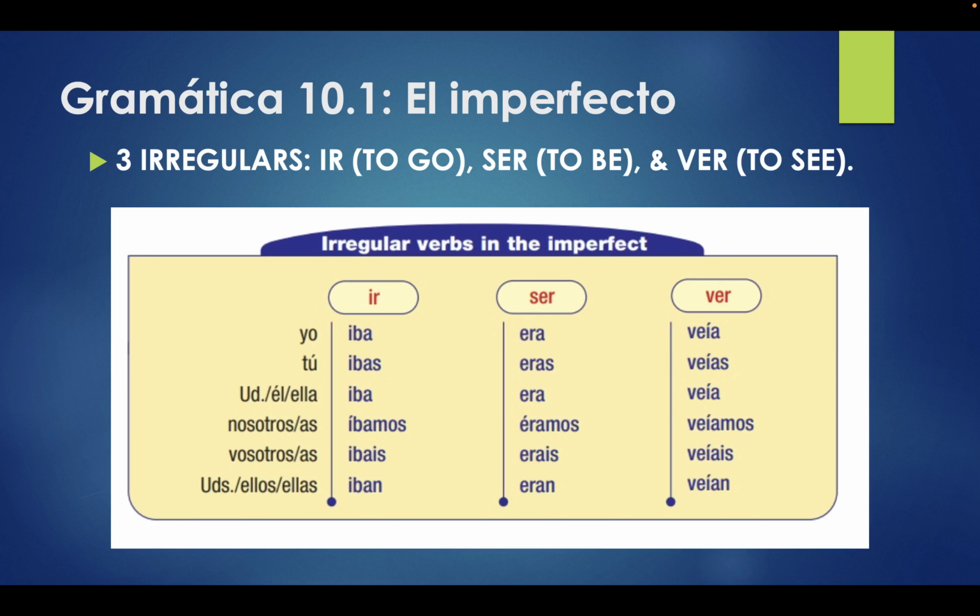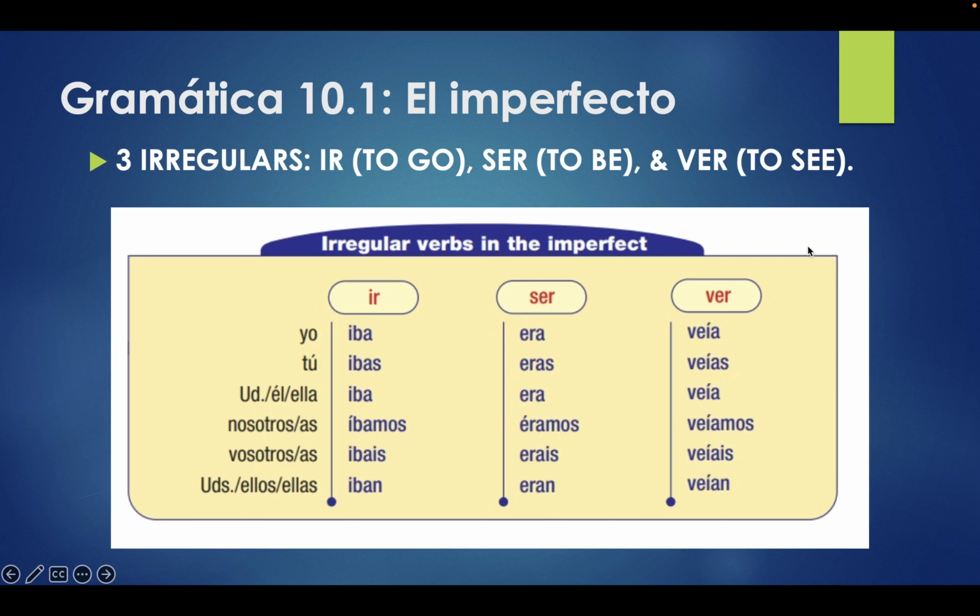Now, just be careful. Íbamos does have an accent on the I, and éramos does have an accent on the E. Those are the only 2, though. None of the others have accents. And then ver is its own little thing. Ver, honestly, is not that irregular. The weird thing that happened with ver, instead of chopping off the ER, they just kept the E and just chopped off the R. So it became veía, veías, veía, veíamos, veíais, and veían.